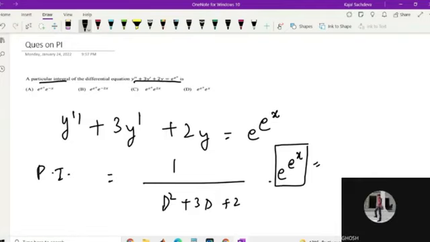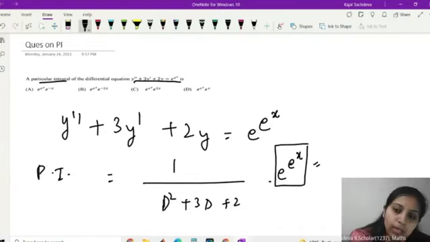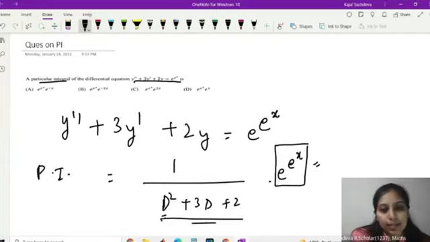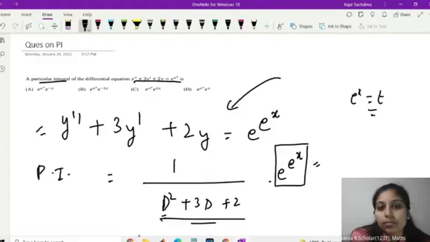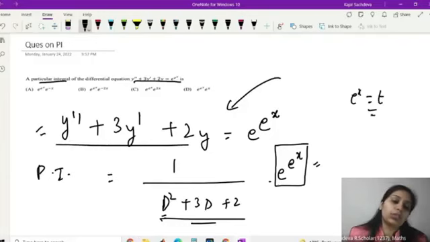Ma'am, take e to the power x equal to t. Okay, then what happened? How will you solve that? Here f of D should be replaced by anything. D is written on behalf of d by dx, not d by dt. If you want to change e^x equal to t, then change here. But when we change here, this will not remain a constant coefficient equation. So this is a very different case. Yes.